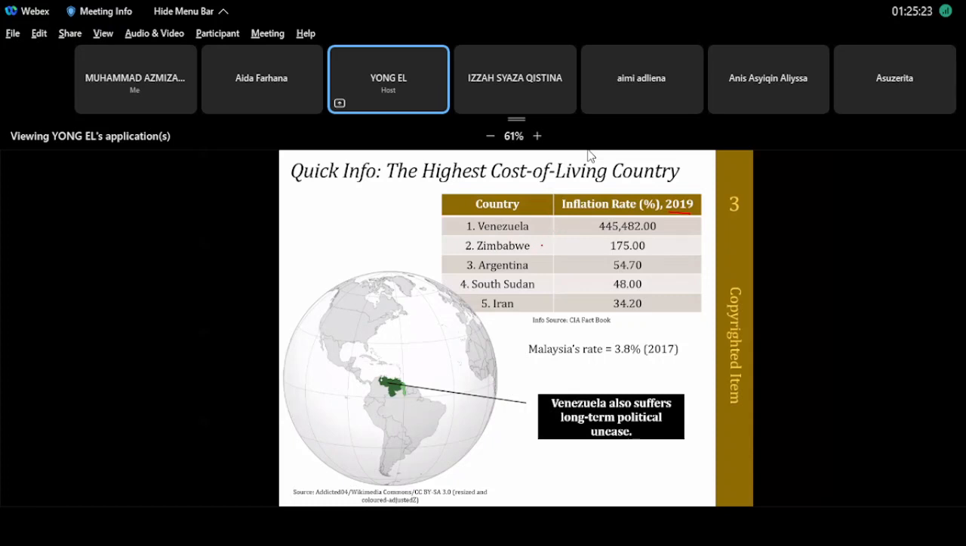Zimbabwe. Which country is this? Zimbabwe, Africa. Thank you, Hafiz. Argentina. Where is Argentina? Maybe someone does not know where Argentina is, although this country recently became so popular because it won the World Cup. Which region does Argentina belong to? Anyone other than Hafiz? Maybe others can tell. Okay, Yoshiming, right? Thank you. South America also, like Venezuela.